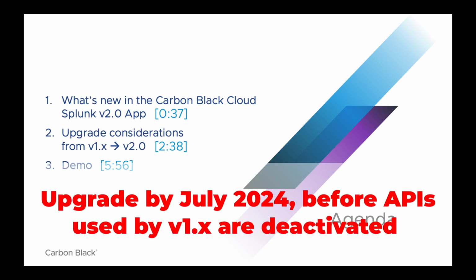You'll want to upgrade to version 2 before July 2024, as we are deactivating some of the APIs our version 1 app uses at the end of July. If you run into any issues or you aren't sure if you can upgrade by that date due to extenuating circumstances, please reach out to Carbon Black Cloud support.